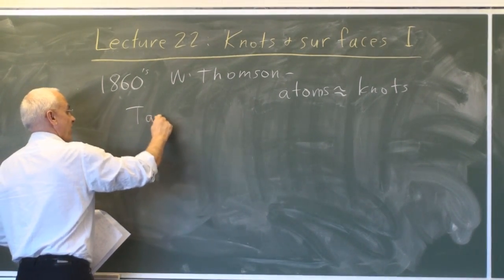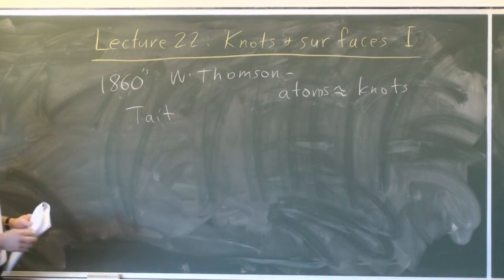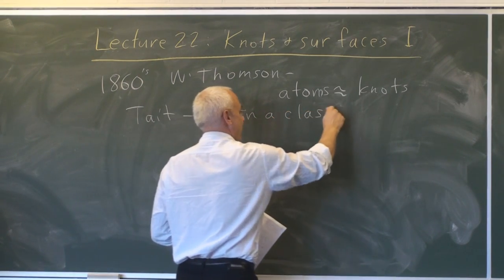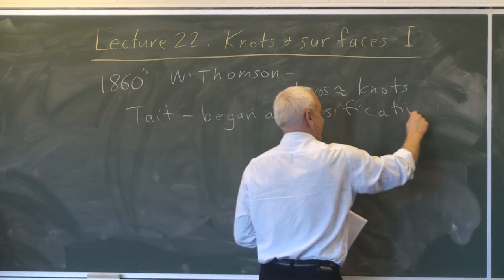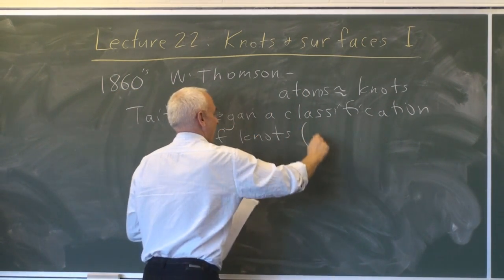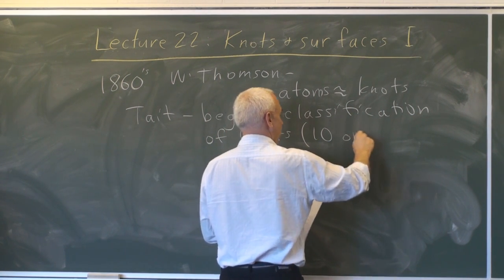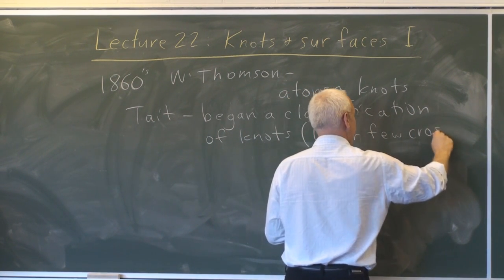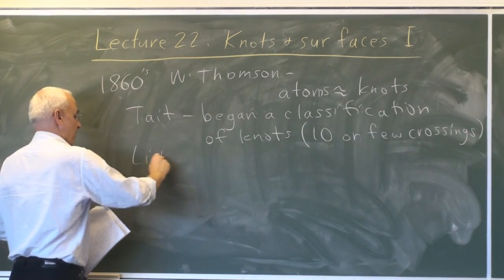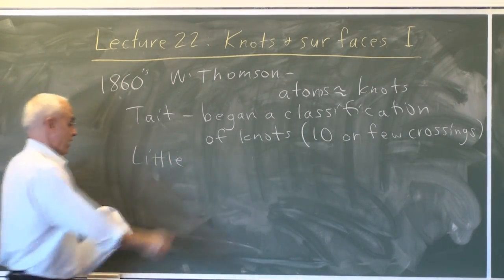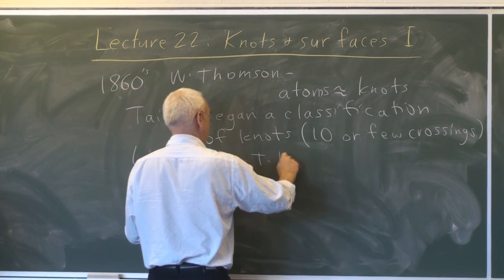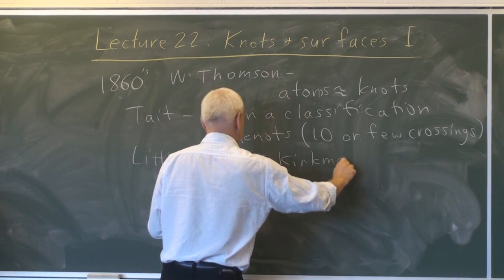A little while later, his friend Peter Tate began a classification of relatively simple knots, ones that can be represented in the plane with 10 or fewer crossings. And he was helped in this by C.N. Little, and used work of the Reverend Thomas Kirkman on curves.